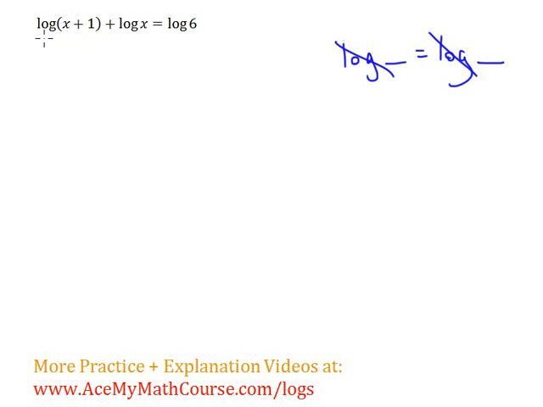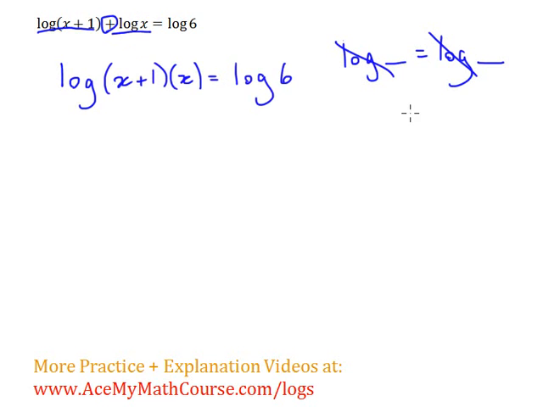We want to combine these logs right here. That way we're just going to have one log on the left-hand side of the equation. So how can I combine them? Well, we're adding them. And when we add the logs, we can just multiply the contents. It's one of the first rules of logarithms. So I have log of x plus 1 times x is equal to the log of 6.